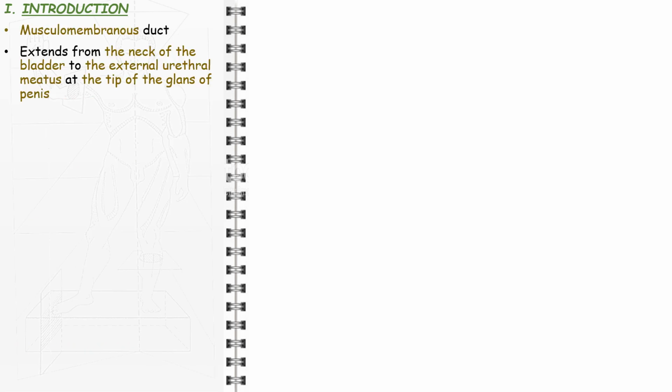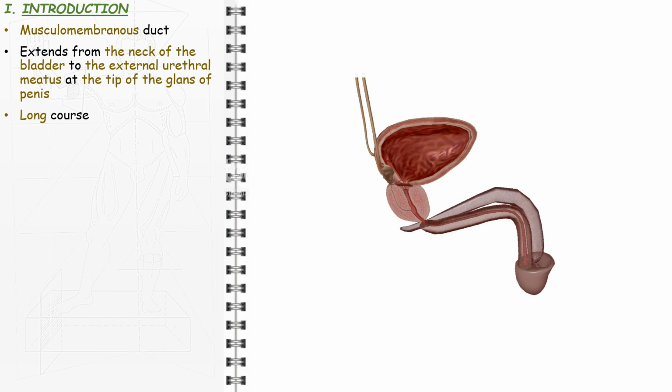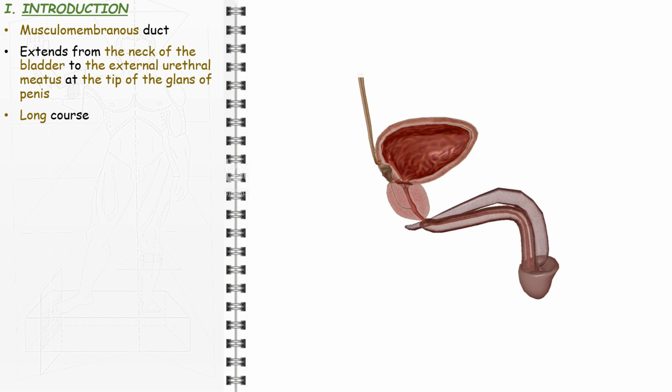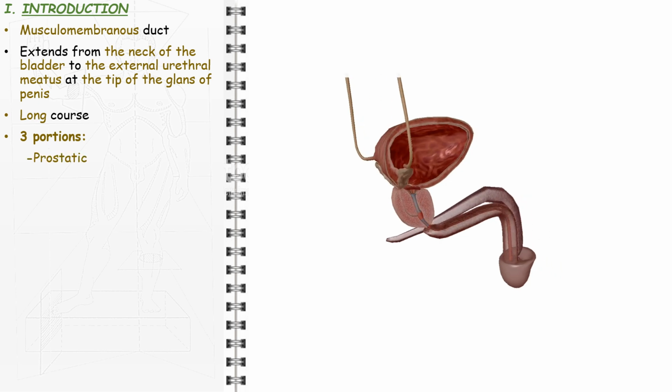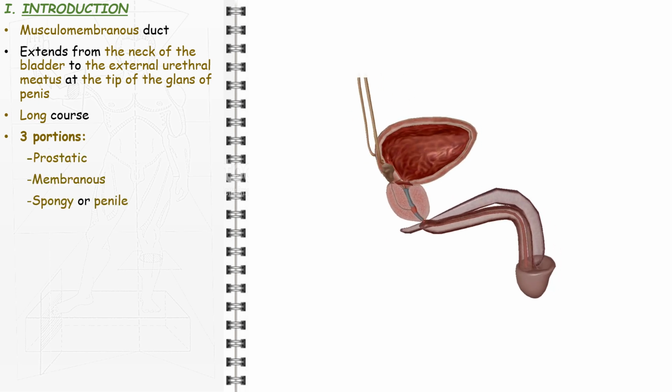urethra. The male urethra is a muscular membranous duct that extends from the neck of the bladder to the external urethral meatus at the tip of the glans of penis. It has a long course across the prostate, urogenital diaphragm and the corpus spongiosum of penis. Thus, three parts of the male urethra are distinguished: prostatic, membranous and spongy or penile.